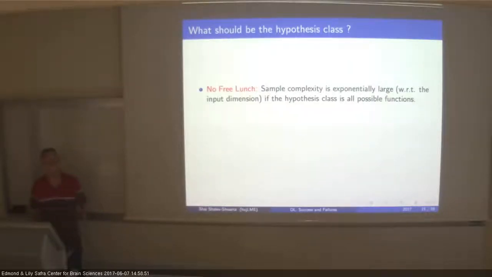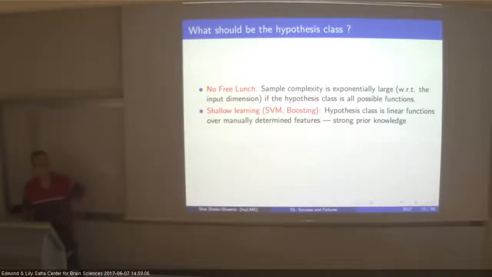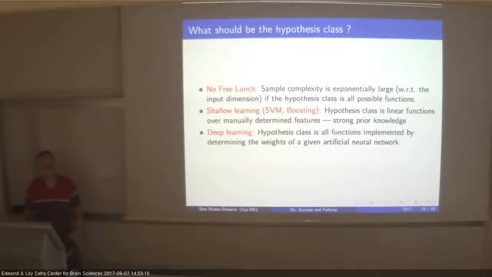And so what should be the best choice of a hypothesis class? A classic no-free lunch theorem tells us that we must make some assumptions because otherwise the sample complexity is exponentially large in the relevant dimension. And one extreme that Tali mentioned is shallow learning, SVM, and boosting, in which the hypothesis class is linear functions over some space. And this is a strong prior knowledge, but at least we understand it very, very well.